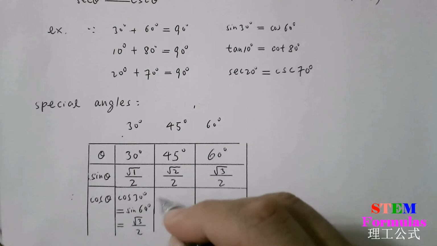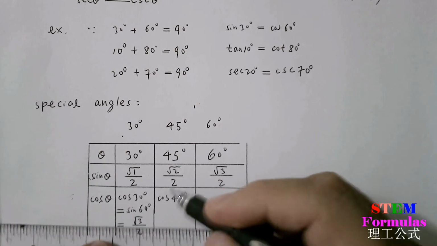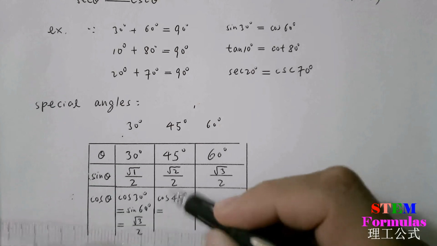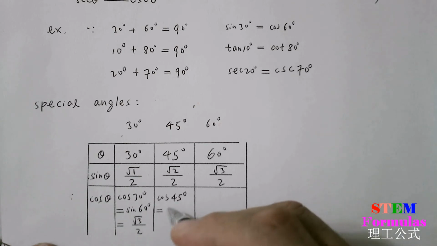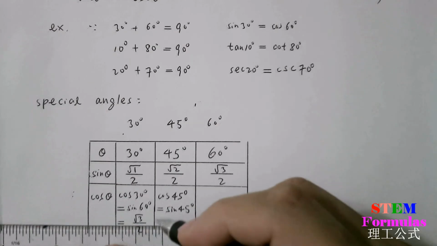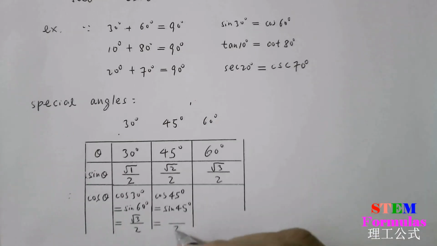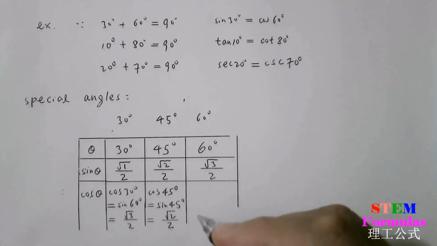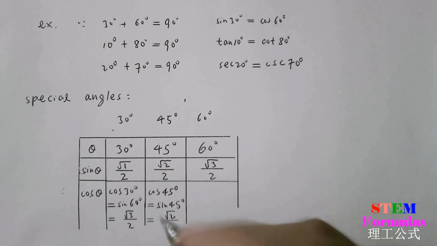And cosine 45 equal, because 45 degrees plus 45 degrees equal 90 degrees, so cosine 45 equal to sine 45. So therefore, this angle equal square root 2 over 2. Sine 45 equal to cosine 45 equals square root 2 divided by 2.